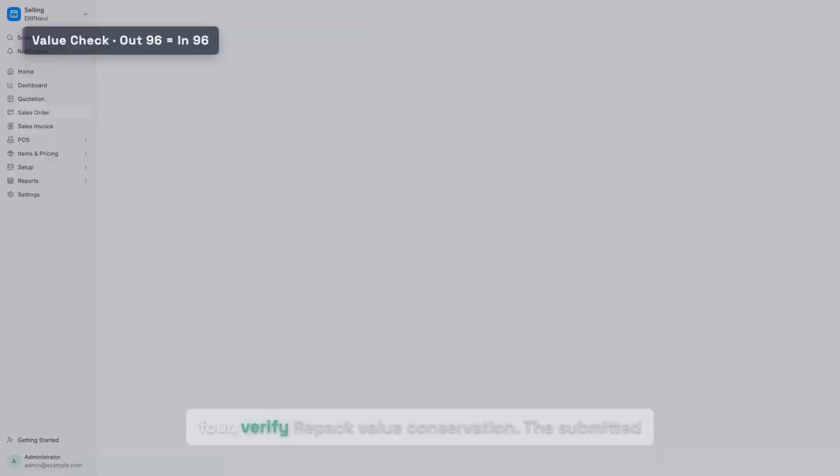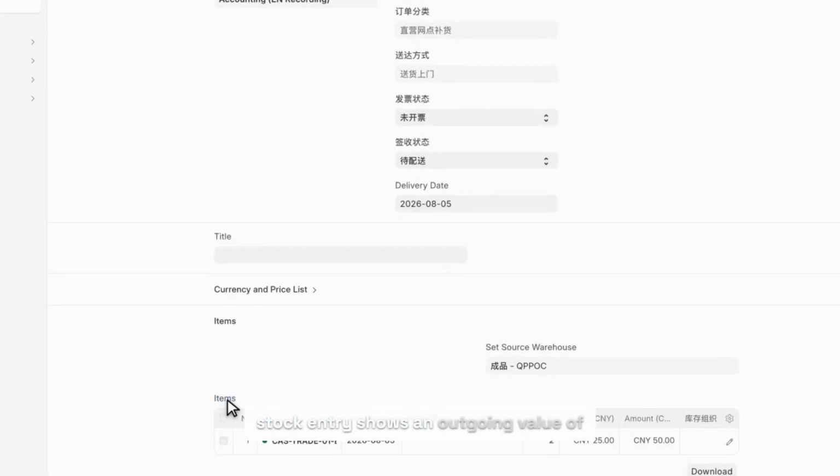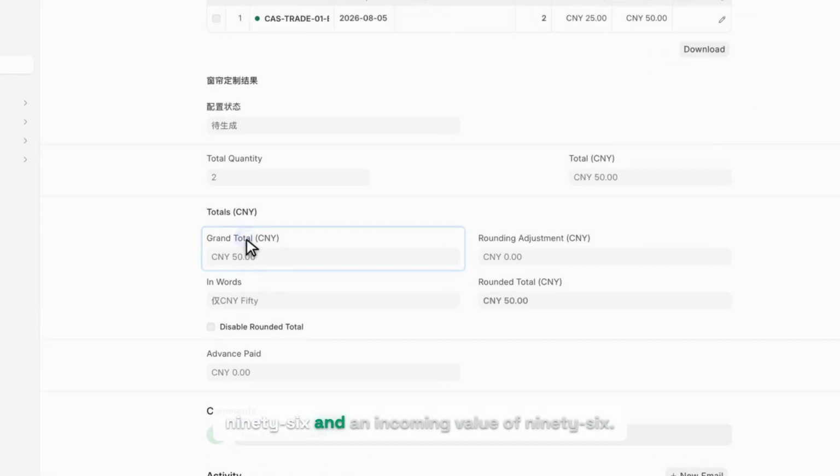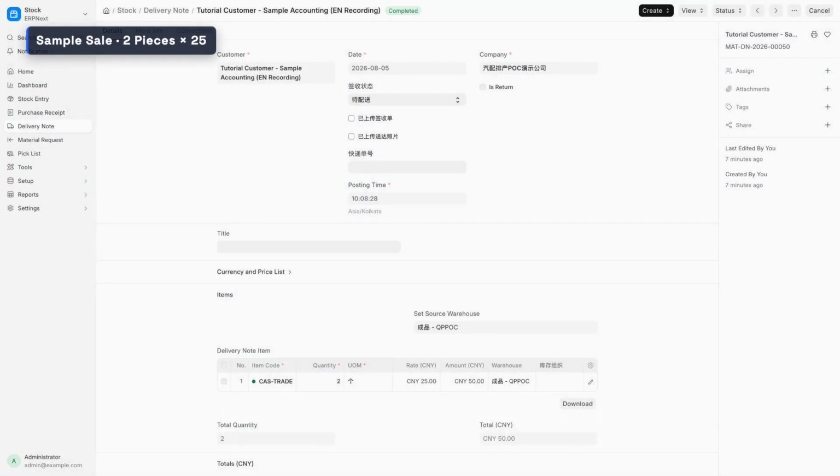Step 4. Verify repack value conservation. The submitted stock entry shows an outgoing value of 96 and an incoming value of 96. The stock ledger confirms that bulk inventory falls from 20 meters to 18.8 meters, while sample inventory first rises to 6 pieces. Quantities may be converted between units, but stock value must not disappear or increase without an authorized cost adjustment.